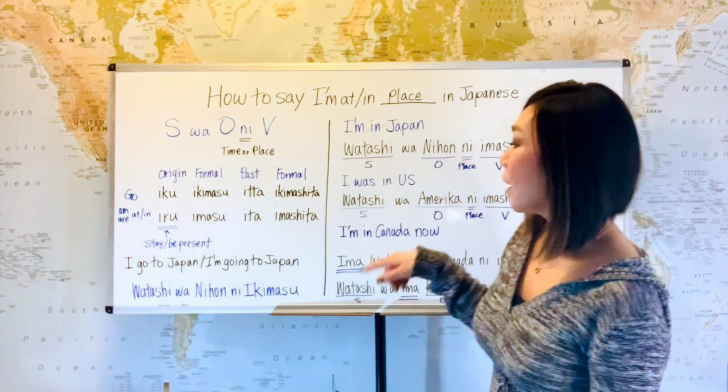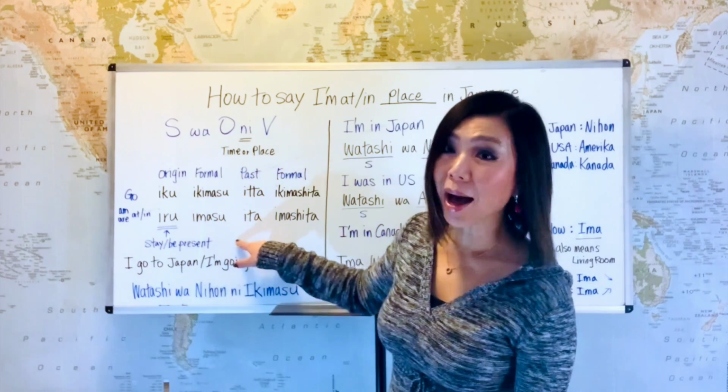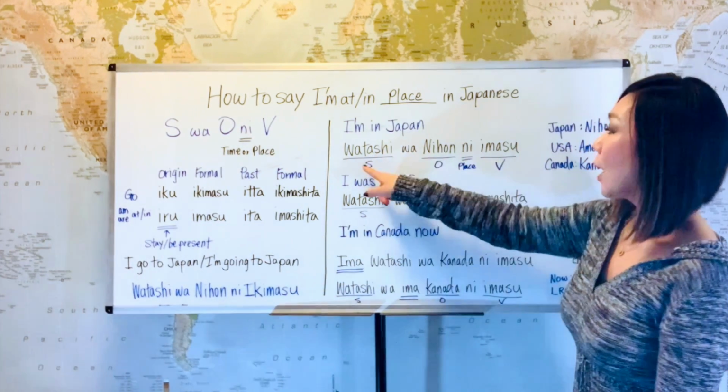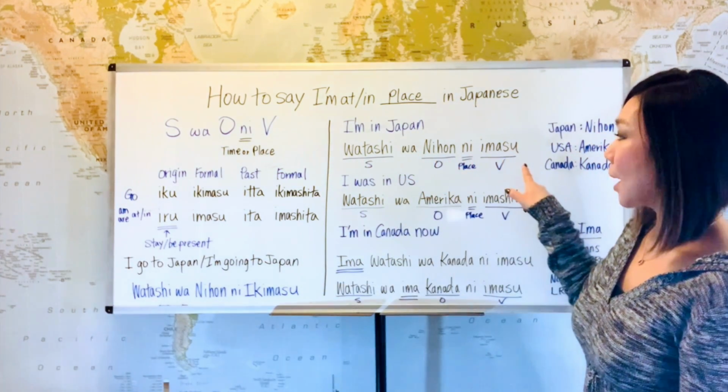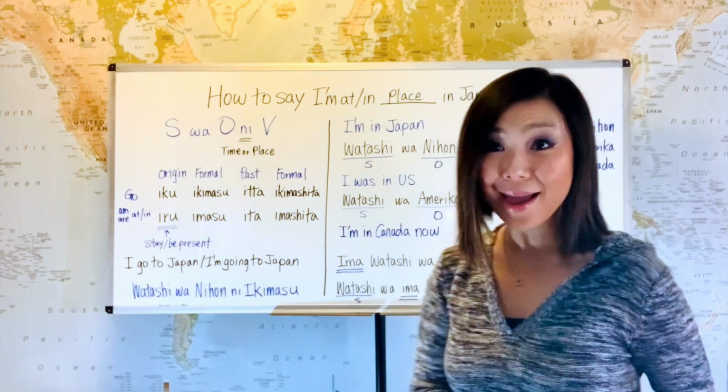And then the verb is "am at." In a formal way, let's use imasu. 私は日本にいます。That means I'm in Japan.